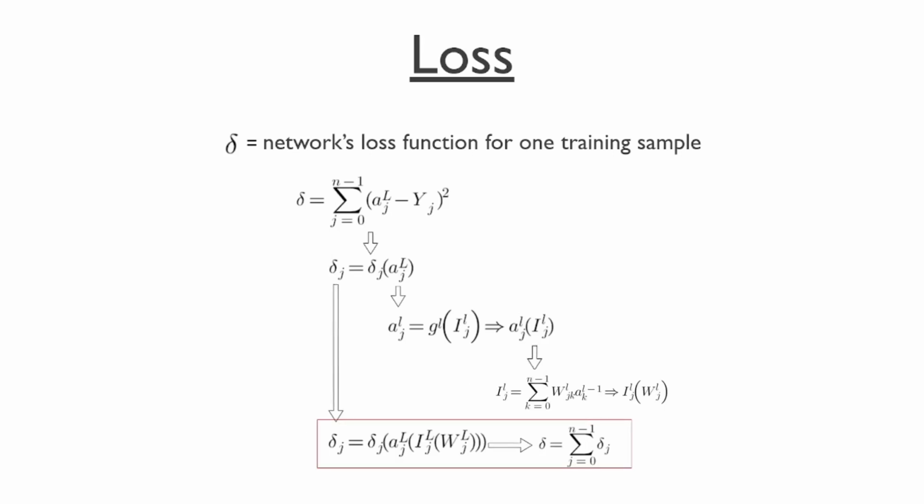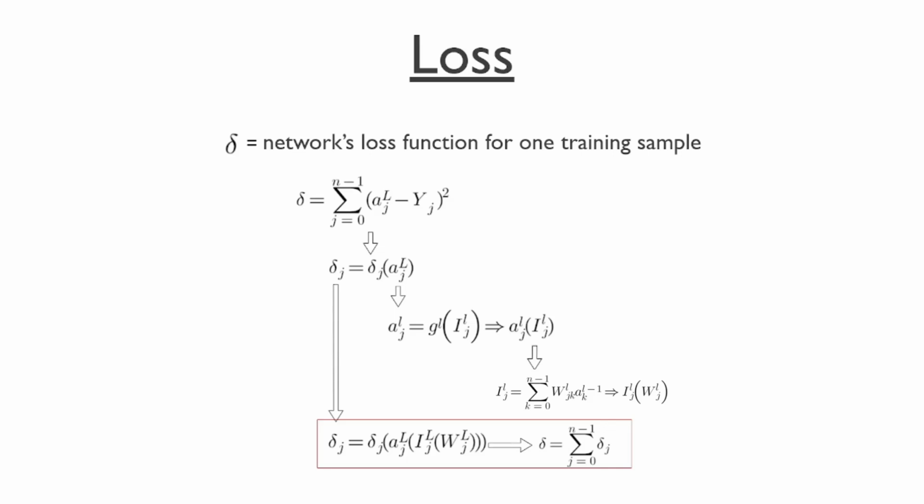Putting all these functions together, we can think of the loss on a node j as a composite function, delta sub j, that takes as its input the activation output of j, which is also a composite function that takes the input to node j, which is a function of all the weights of the previous layer that go into node j. And since the loss of our network can be seen as a summation of the loss in all the output layer nodes, we can describe delta as a summation of j from 0 to n minus 1 of delta sub j.